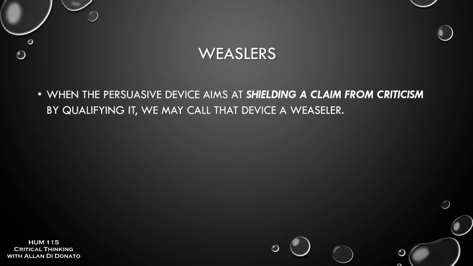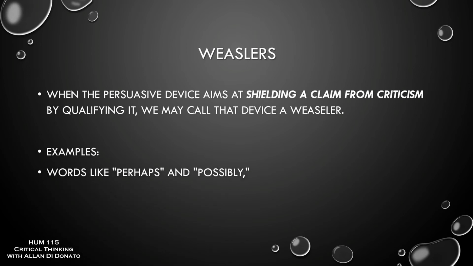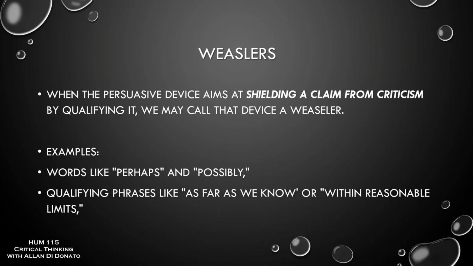A weasler would be a way of qualifying things in order to avoid criticism or to get out of something, right, to shield a claim. So an example of that might be using the word perhaps or possibly when you make a claim. As far as I know, or within reasonable limits. Okay, so you've got a way out. If you say, as far as I know, blah, blah, blah, and it turns out that that's false, you've at least said, as far as I know.